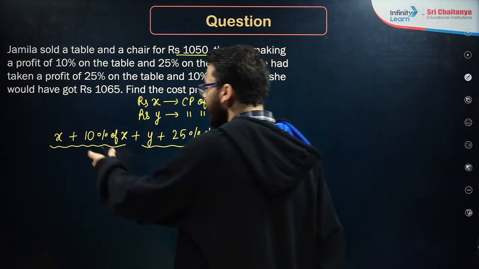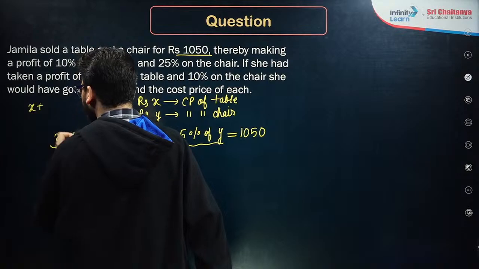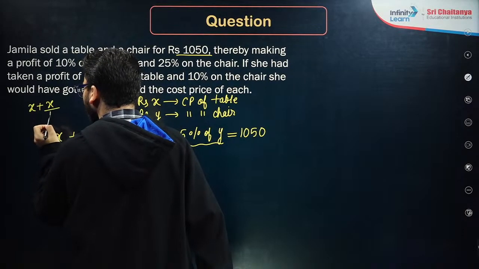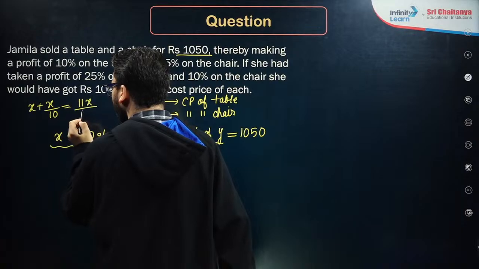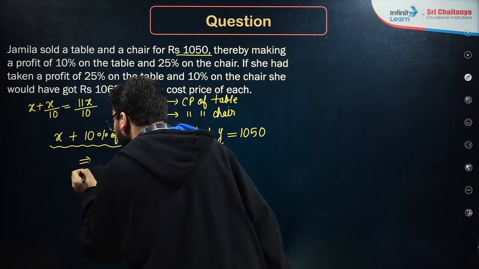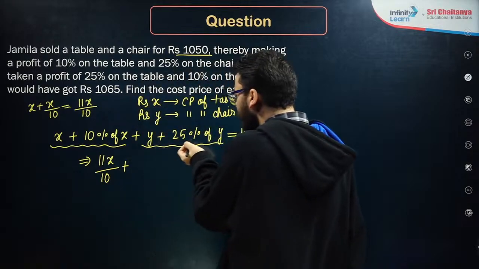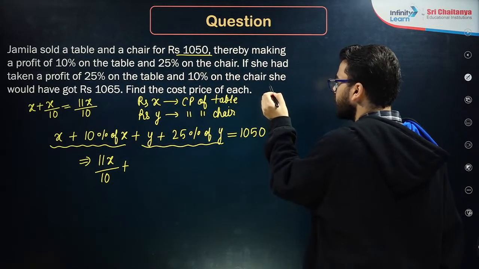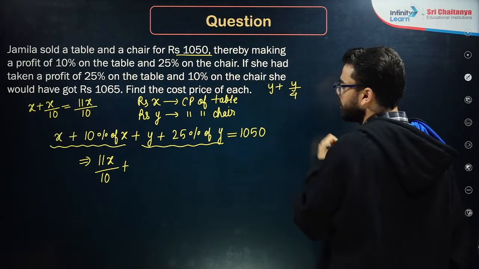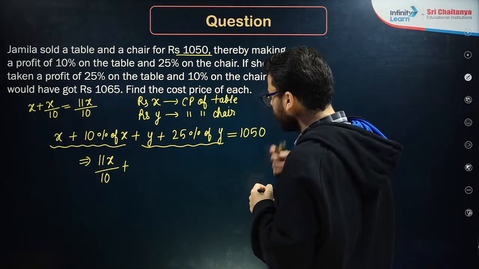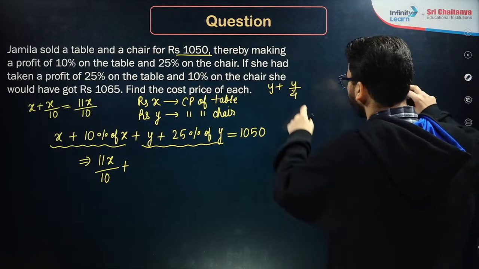Now let's simplify. You see, x plus 10% of x. What does 10% of x mean? It is x by 10 if you simplify. So that will give you 11x upon 10. This is nothing but 11x upon 10. Just simplify that. Plus y plus 25% of y. So y plus 25% of anything will be y by 4, if I'm writing this correctly, or do one thing, wait, it will be easier if you write it in the form of 100.